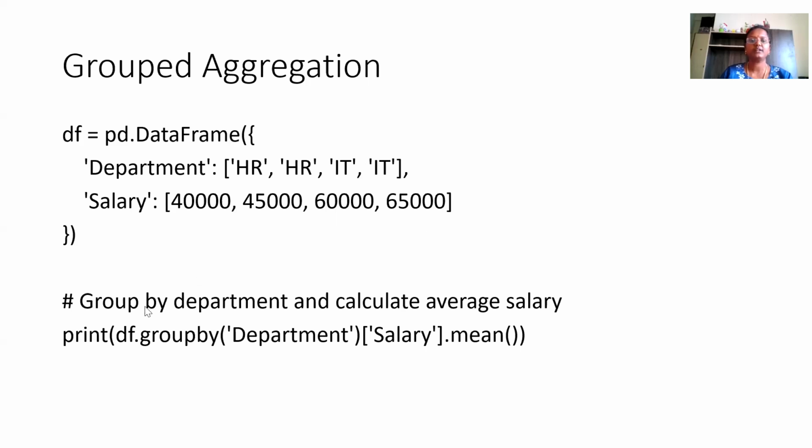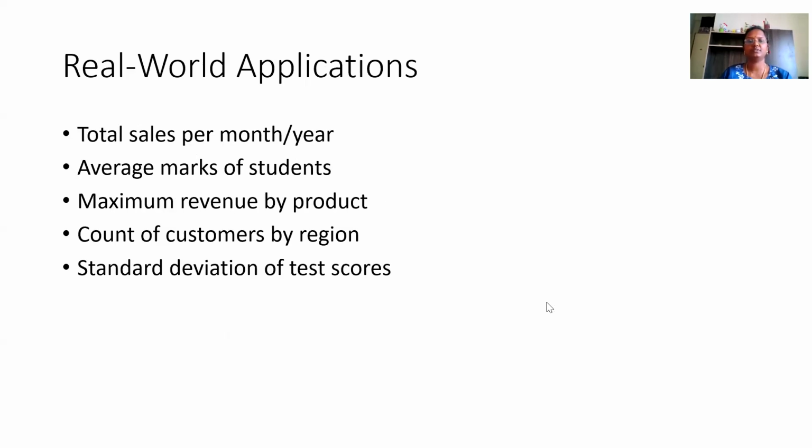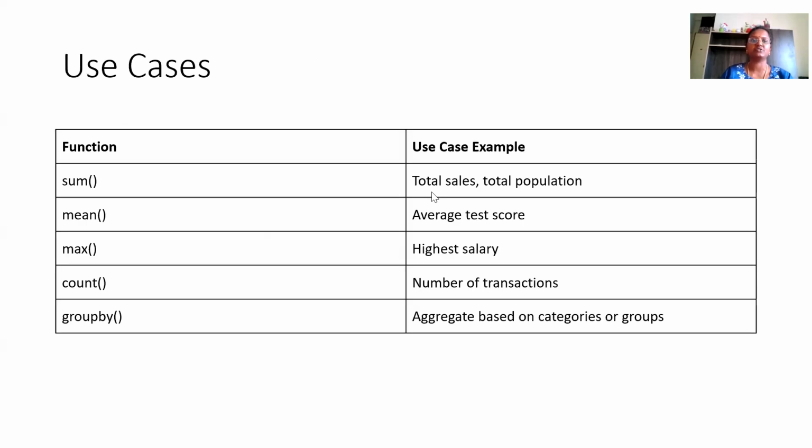If you want to group by the department and calculate the average salary, then we have to go with the data frame df.groupby department and the salary dot mean. So we have to find out the mean value. Where are we applying these aggregate functions? Total sales per month or year, average marks of the students, maximum revenue by product, count of customers by region, and standard deviation of test scores. In these types of real world applications, you can apply aggregate functions.